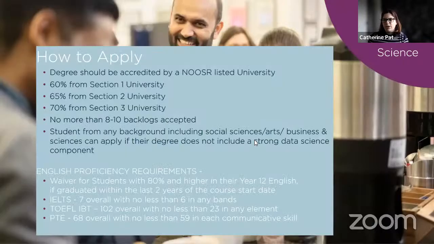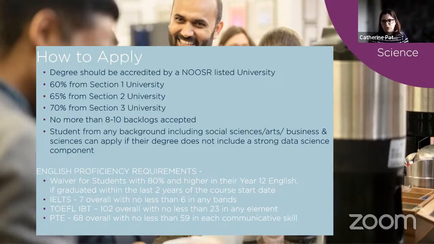Just got a slide here on how to apply. So there's some information there on the screen about what we need. Your degree should be accredited and be as part of a listed university. So we take 60% from Section 1 universities, 65 from Section 2 and 70 from Section 3. No more than 8 to 10 backlogs are accepted there. And like we've said before, students from any background, including social sciences, arts, business, can apply, especially for this MDS programme. You don't have to have that background in data science.